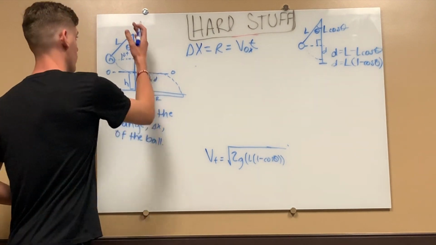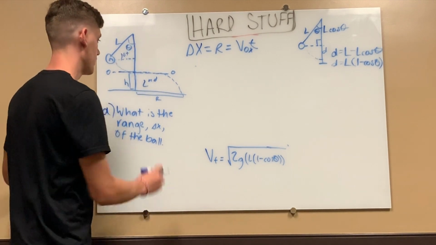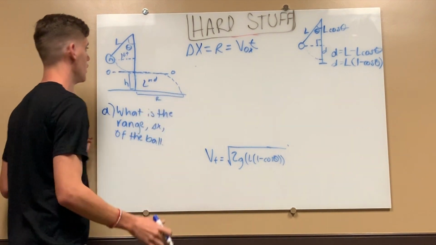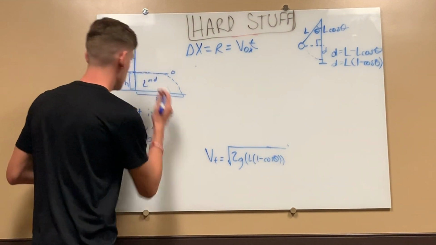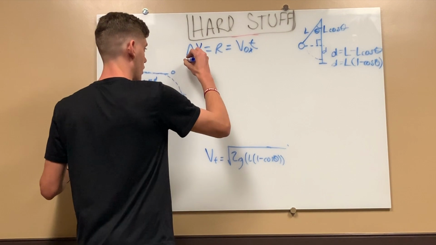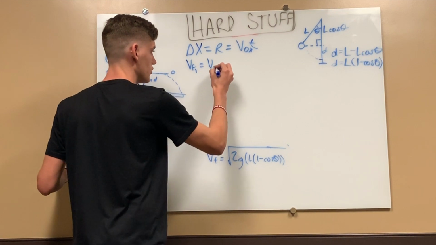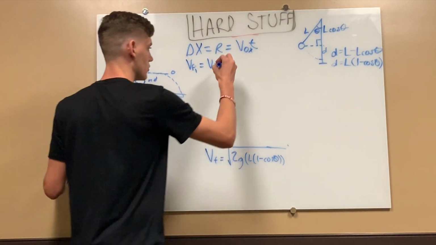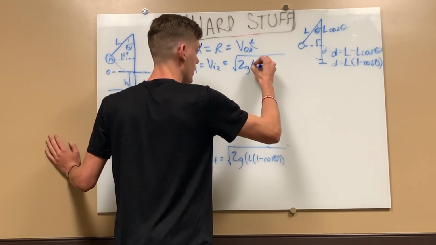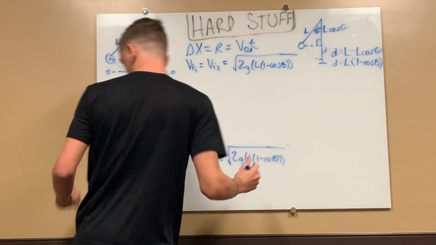So let's keep in mind, when this ball hits the vertical, it's its final velocity of system number 1. But now, to find range, we must look at system number 2 because that's where range lies. So our final velocity of system 1 becomes our initial velocity of system 2. So our VF of system 1 is equal to our V initial of system 2, which is equal to what we just found: the square root of 2g L (1 minus cosine theta). Okay, so now to find time.